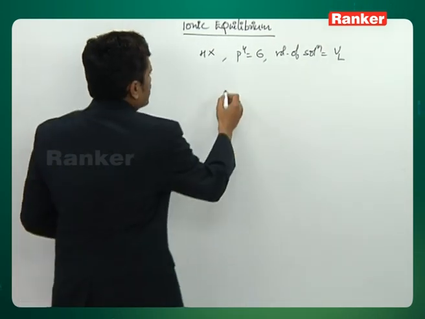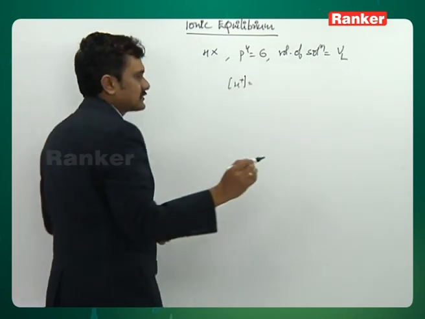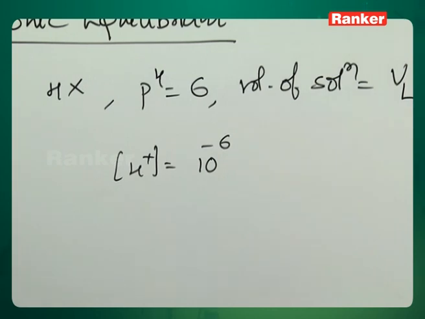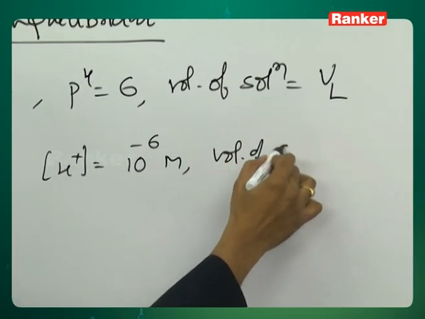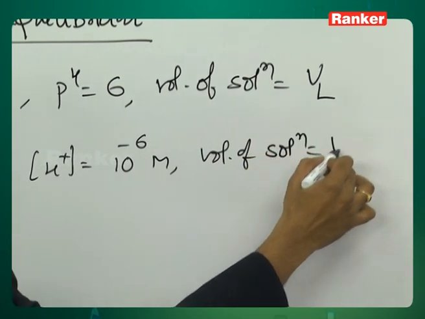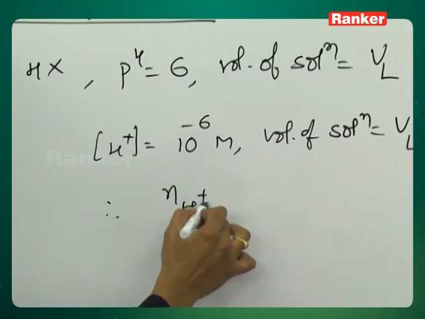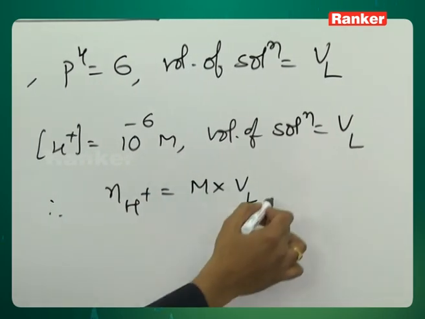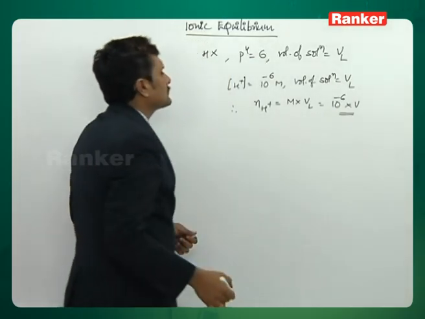Now when I am taking the concentration of H plus from here, as we know pH is equal to negative logarithm of concentration, we will be getting the concentration of H plus in the first case to be 10 to the power minus 6 molar, with volume of solution being V liter. Therefore, the number of moles of H plus present in the solution, which is equal to molarity into volume in liter, will turn out to be 10 to the power minus 6 into V.